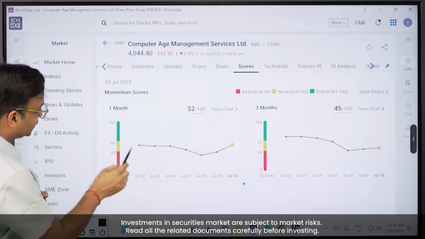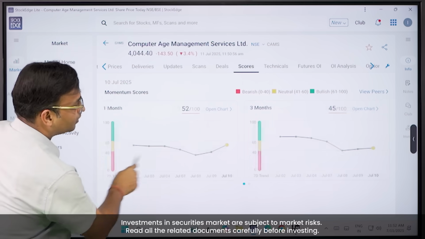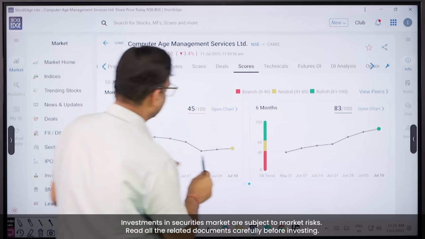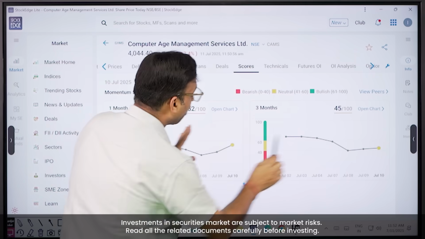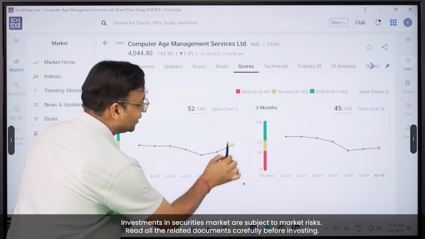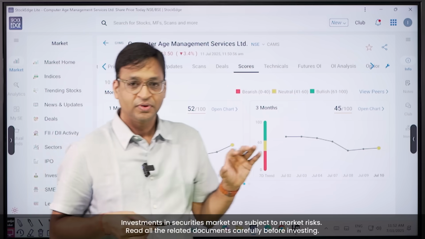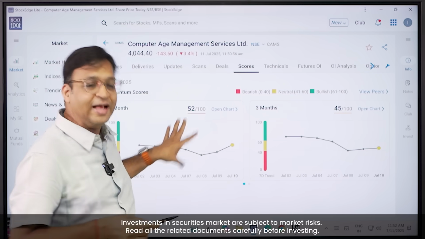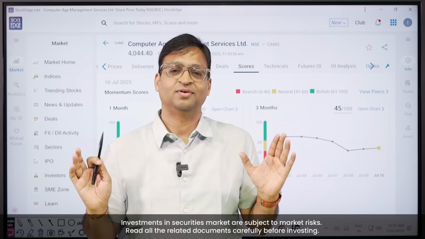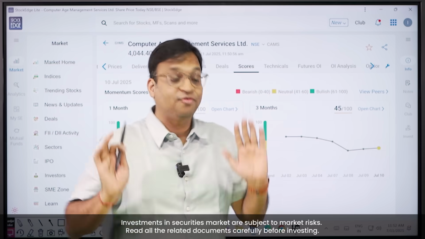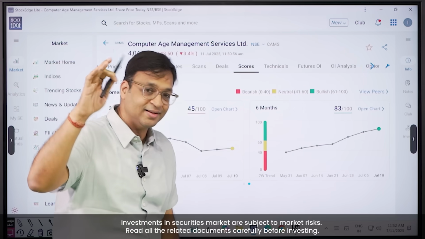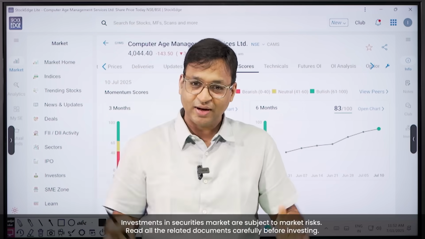If we have bought CAMS, let's see the CAMS, is it momentum green? For longer swing it's green, for medium swing it's already yellow, for 1 month swing it was red and it is emerging yellow. What will I do? The moment this becomes red, 1 month becomes red, I will square half of my position and I'll sit with the other half. Why? Because my medium long swing is still in a green zone, right?